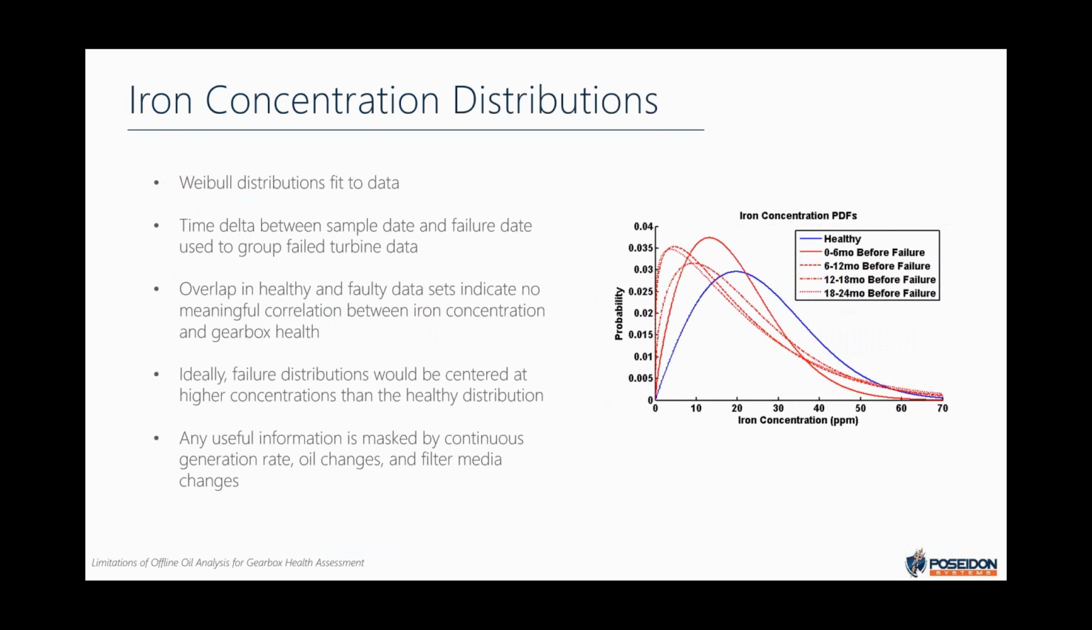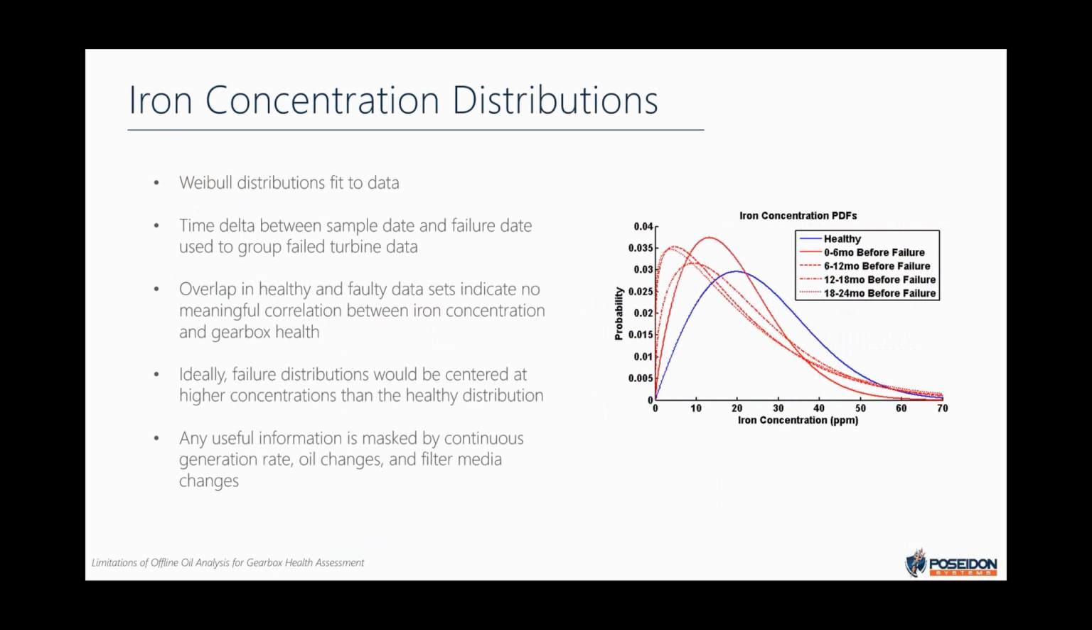So this chart shows the same data fit to a PDF. We grouped the data in sets regarding how much earlier the sample was taken prior to the actual gearbox failure. We would expect to see the peak of the health distribution farthest to the left at the low end of the iron concentration, and each time set of data increasing towards the right as the turbine gets closer to the failure. So as you can see, this is clearly not the case.